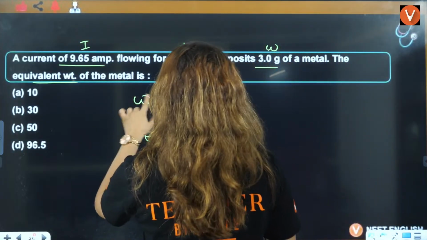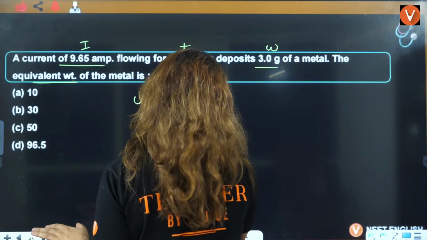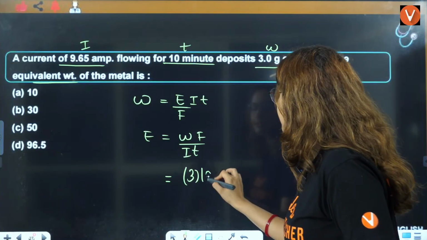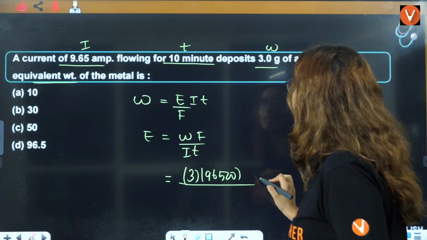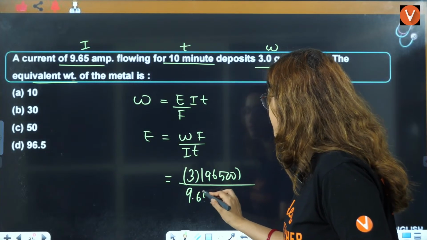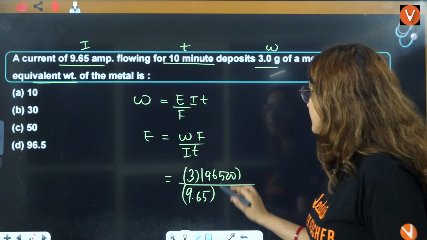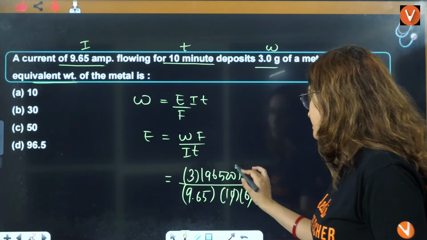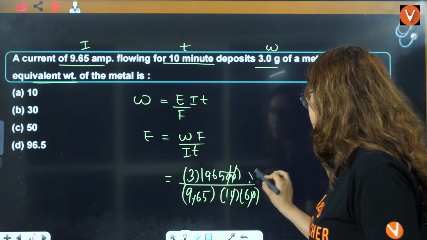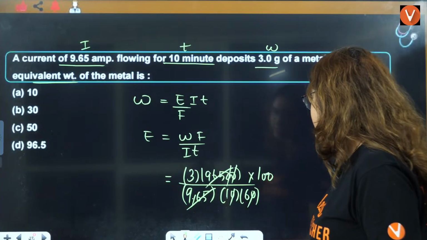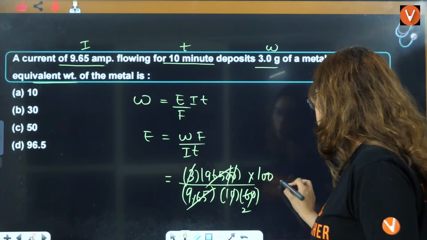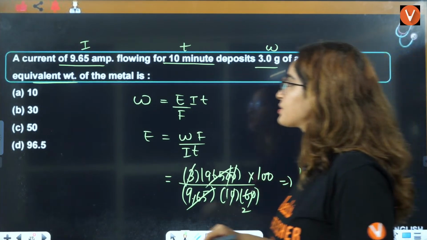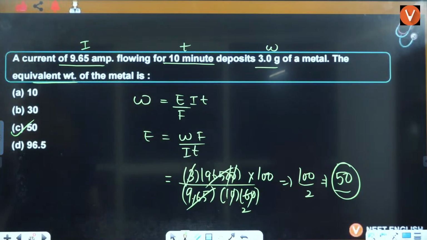What I'm doing? W = ZIt. You are thinking about what I'm doing, right? Weight is 3, Faraday is 96500, current is 9.65, and this is 10 minutes, so in seconds it will be 10 into 60, right? So this will cancel. Here this will be multiplied by 100, this will cancel, and this will be multiplied by 2, so it will be 100 by 2, that is nothing but 50. So the answer is C, the correct answer here, right?